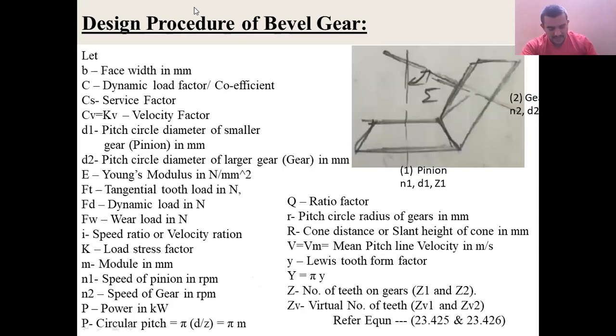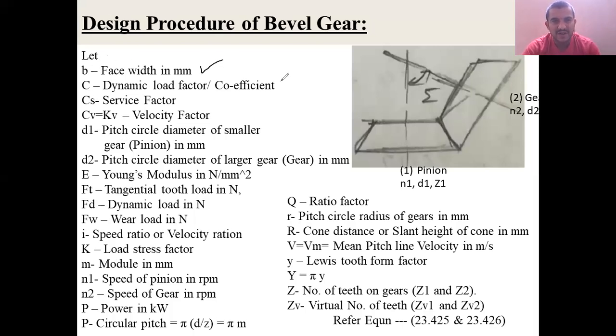Next, if you go for the design procedure, before going to the steps involved in the design of the bevel gear, what are the terminologies used? It is the same terminologies that we consider for design of spur gear and helical gear. Some of the additional terminologies: here A is not the center distance between shafts. B is the face width.